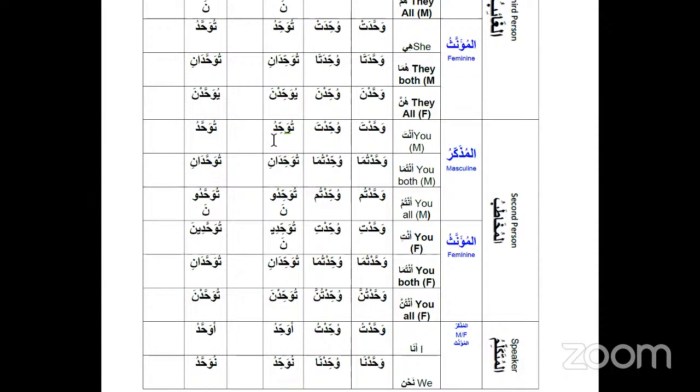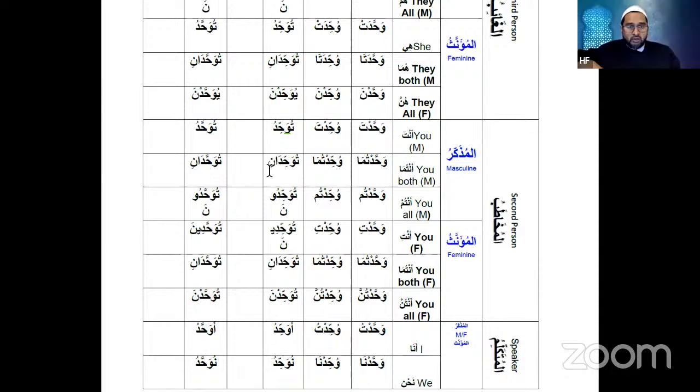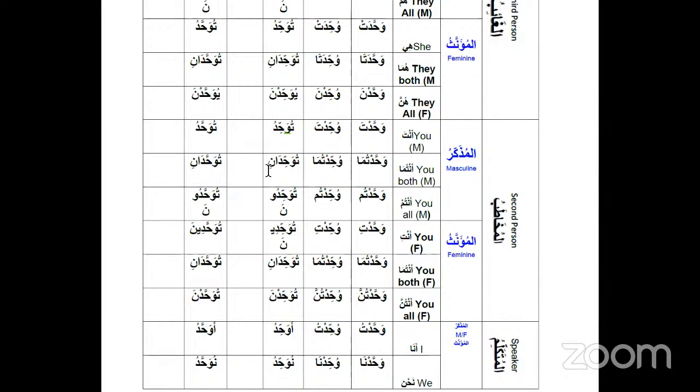So the last letter will take a sukoon. The dhamma on the dal will be removed and replaced with a jazm. So it will be wahid. And the next one? What is removed here? In the dual, the noon is dropped. In the plural also, the noon is dropped for the masculine. In the feminine, the noon is not dropped.